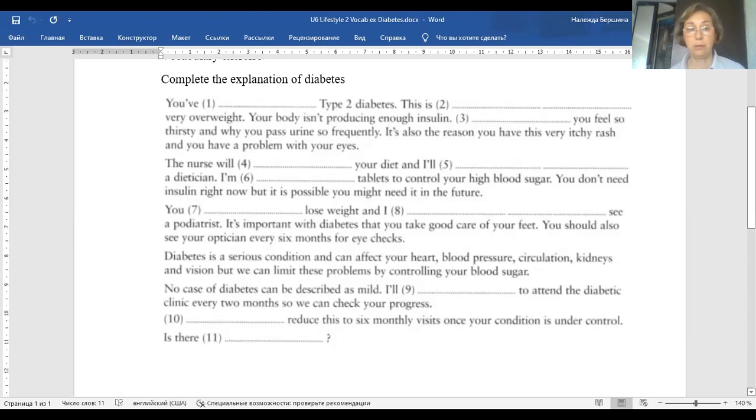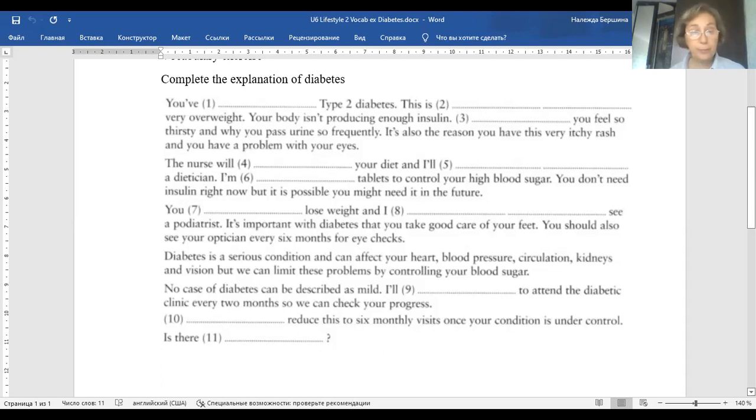About tablets. Tablets to control your high sugar. I am going to give you tablets to control your blood sugar. Okay, you don't need insulin right now, but it's possible you might need it in the future. Okay, number 7.